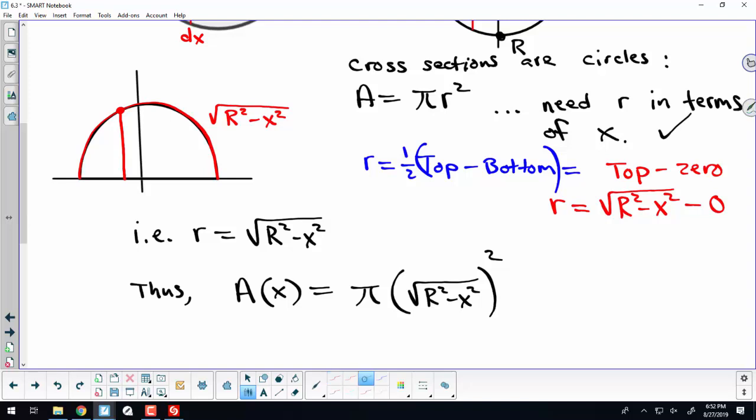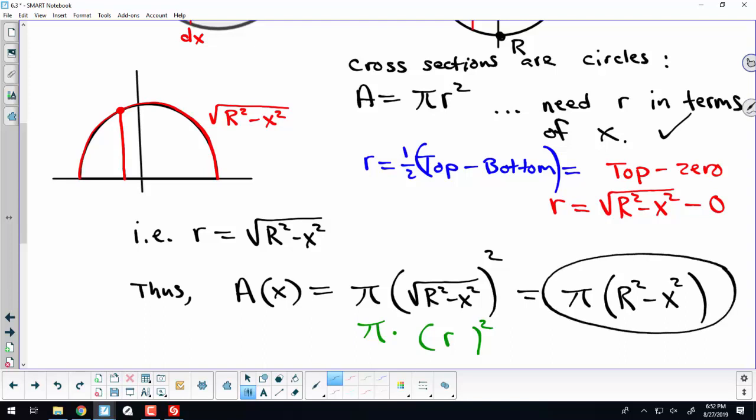I'll write that here. Okay. Which is good for us because now we don't have to integrate a square root. We have pi times capital R squared minus x squared. That's our area function, the area of each cross section. Okay. Any questions?